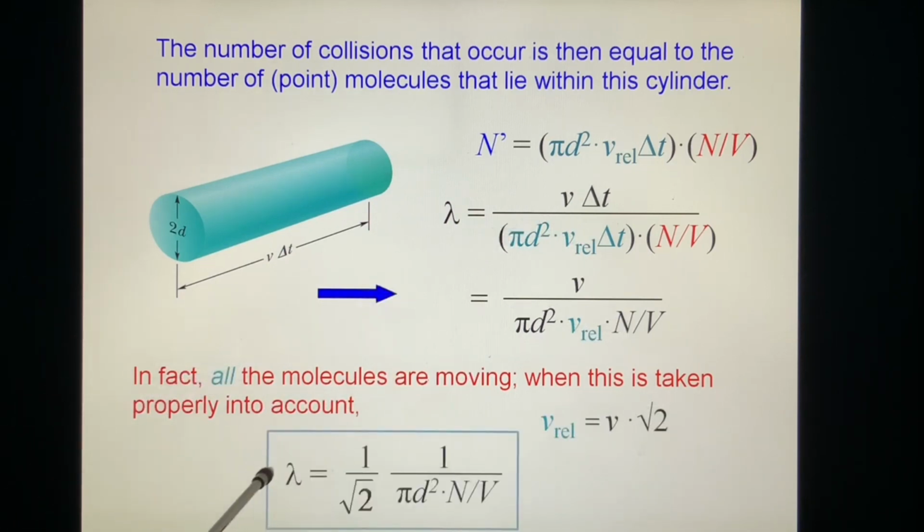And when we put this aside, we get lambda. We see this lambda, the average distance between two collisions, is inversely proportional to its cross-section, pi d squared. The bigger that is, the more chance to hit, and the lambda is less. And it is inversely proportional to the density. The more dense, the more chance you hit, so the less lambda.